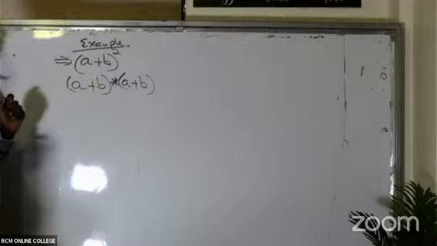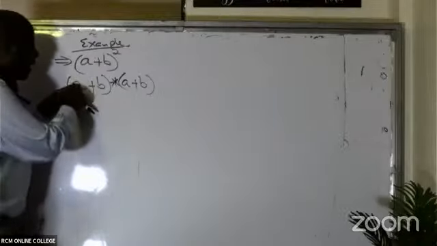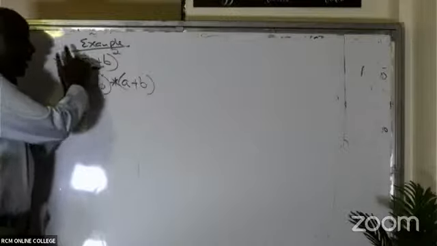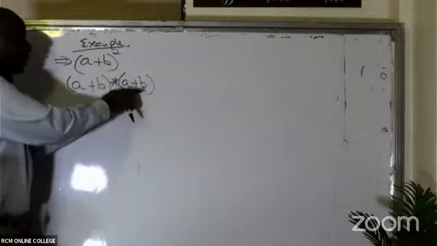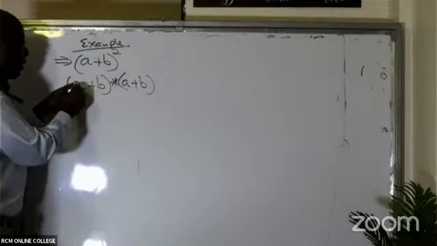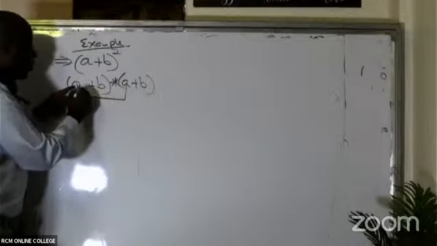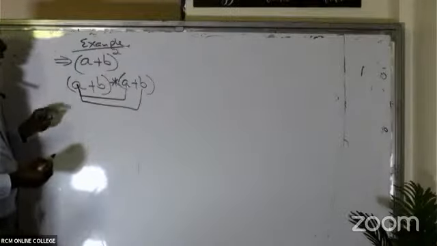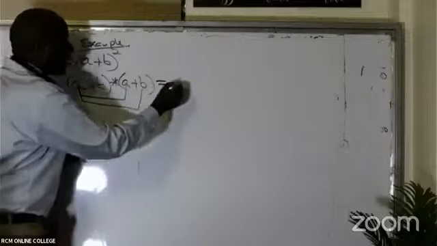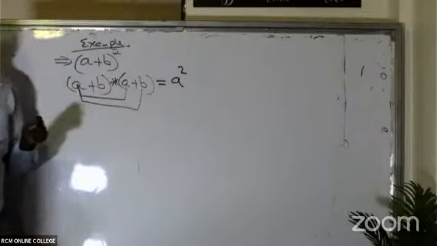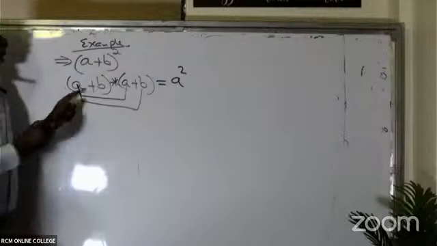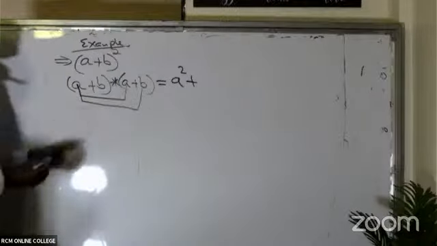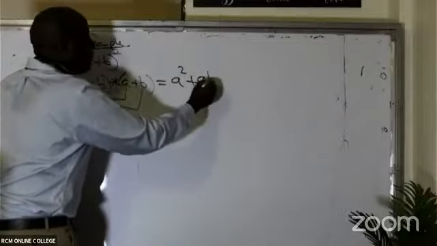So this a is going to multiply each member inside this bracket. You'll multiply a with a, and then this a with this b. We'll start first with that. So a with a gives me what here? A squared. And then plus. So a with b gives me ab.